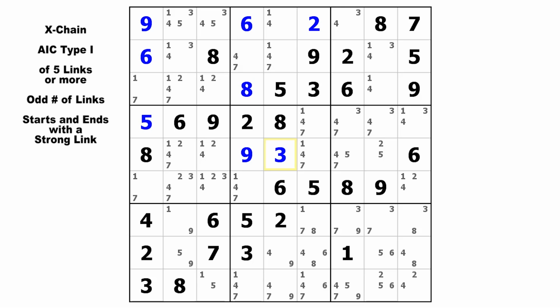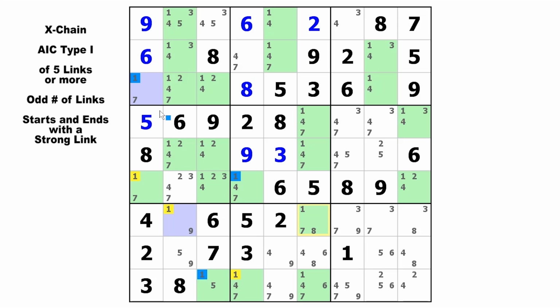Okay, here on candidate 1, we have a 5-link X chain that begins here and ends here, and there are actually 2 ways to construct this chain. So let's start up here on this one, and this is a strong link, a weak link, a strong link, a weak link, and a strong link. But we could have gone over to this one and then over to this yellow one in row 7, column 2, but we don't need to do that.